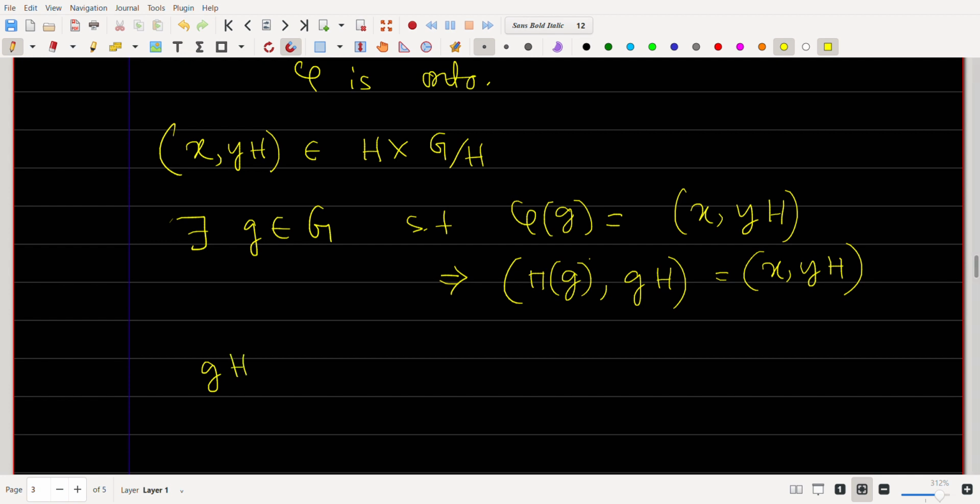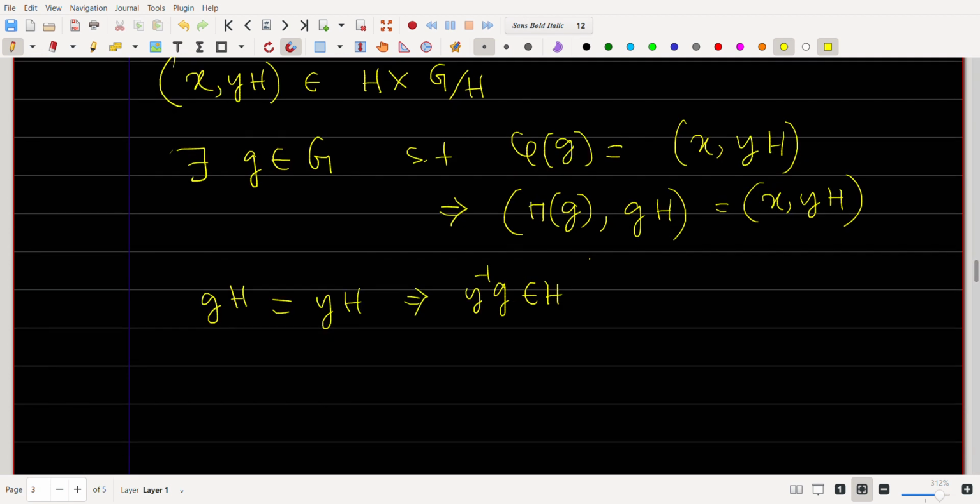So gH equal to yH, that will imply that y inverse g belongs to H, right? That will imply y inverse g belongs to H. Now how do I do that, right? So this part is very crucial, and this part is slightly non-trivial.